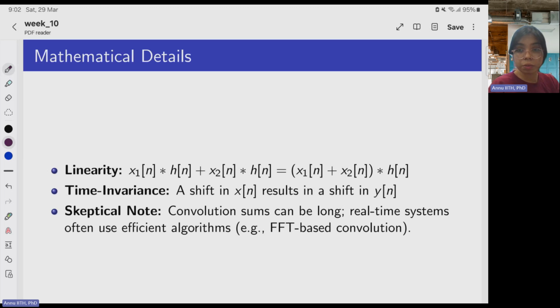I would like to show you some of the convolution methods in MATLAB, so that you'll have some basic understanding of convolution. I hope you are able to see my screen.